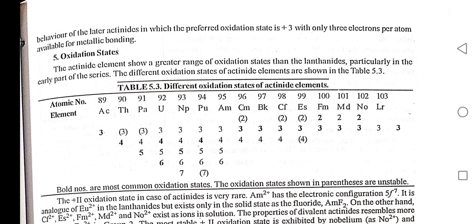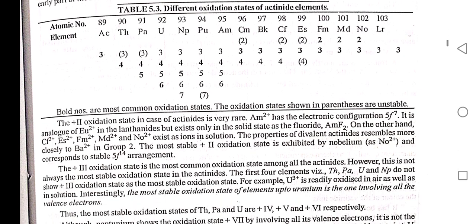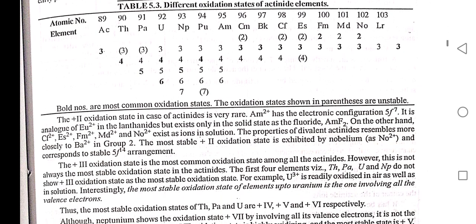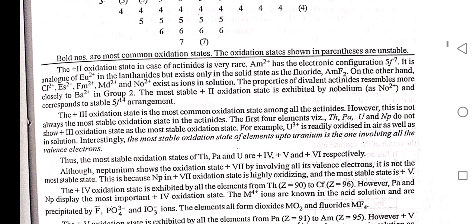Oxidation state. The actinide elements show a greater range of oxidation states than the lanthanides, particularly in the early part of the series. The different oxidation states of actinide elements are shown in the table. Bold numbers are the most common oxidation states. The oxidation states shown in parentheses are unstable.